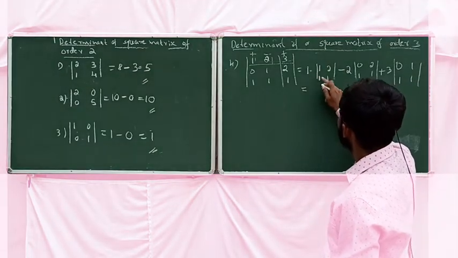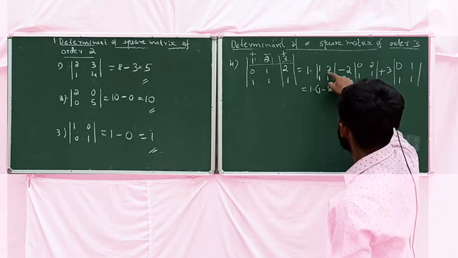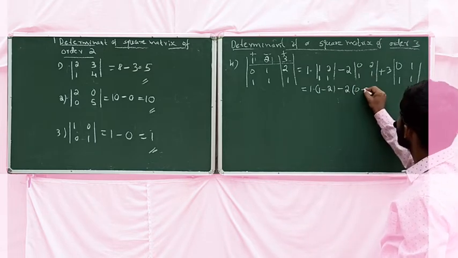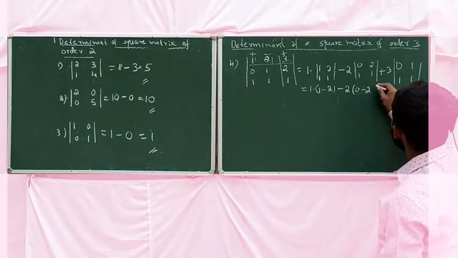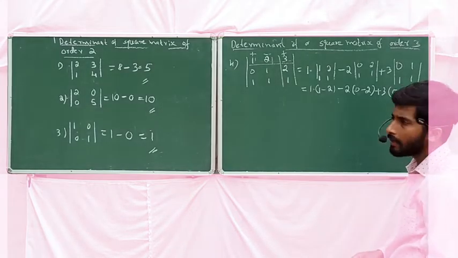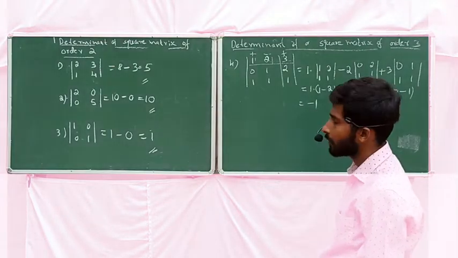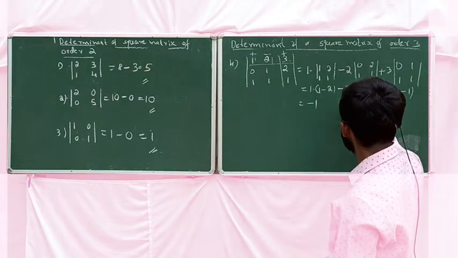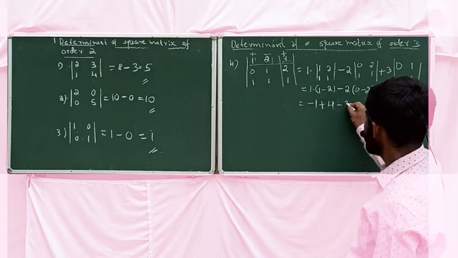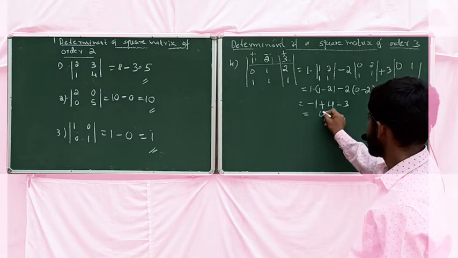It's equal to 1 into any number is the same number. So 1 into 1 minus 2, right? 1 minus 2, minus 2 into product of diagonal 0 into 1 it's equal to 0, minus 2 into 1 it's equal to 2, plus 3 into 0 into 1 is 0 minus 1 into 1 equal to 1. Okay. Now simplify. 1 minus 2 is minus 1. Then 0 minus 2 is minus 2, and minus 2 into minus 2 is plus 4. Okay. Then 3 into minus 1 is minus 3. Okay. Now simplify: minus 3 plus 3, right? Minus 3 plus 3, its value is equal to 0.